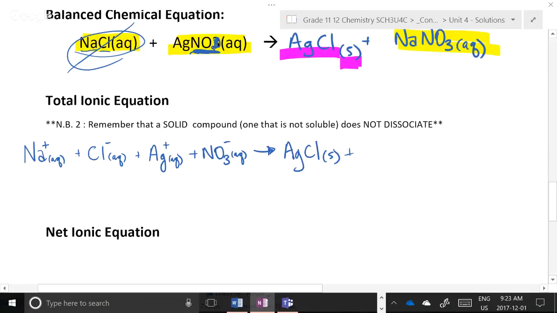And then what will I get for that sodium nitrate? What's it going to do?